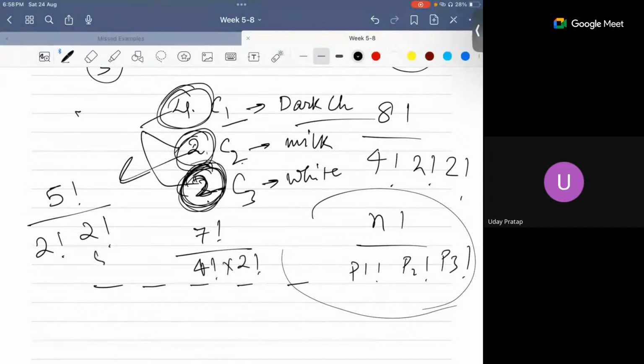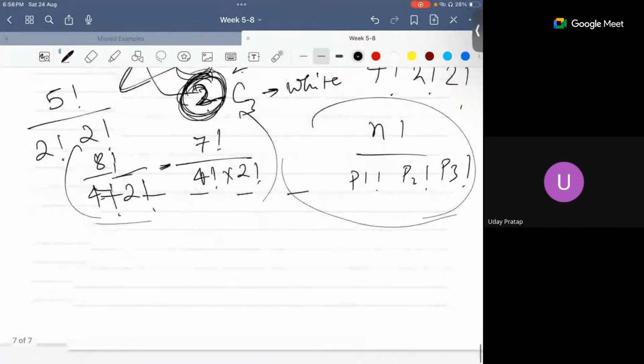Correct? And then you have to subtract it from the total. This should be the answer. Is this clear to everyone? I'll just repeat the question.